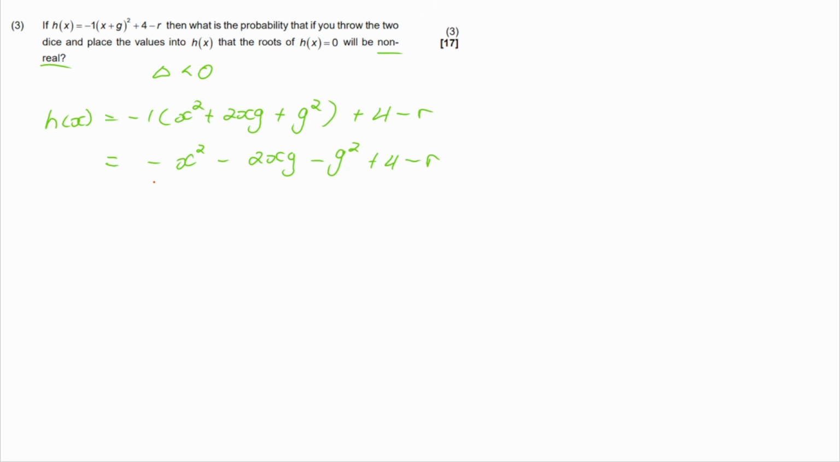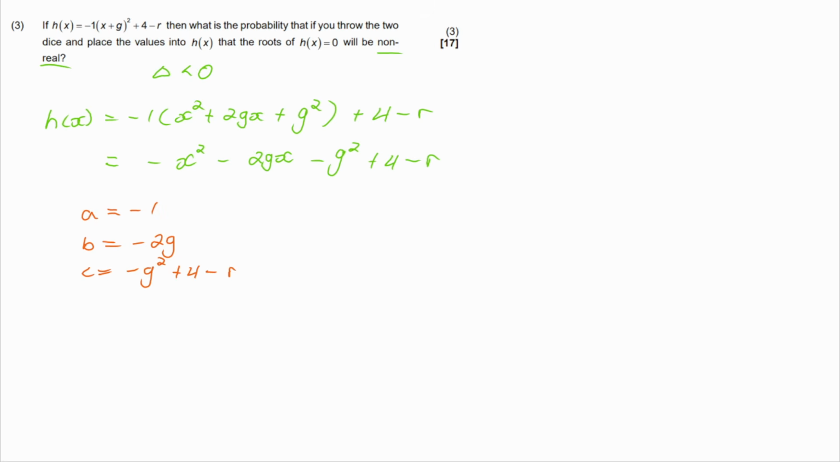Okay, so you can see here that a is equal to minus 1. Our b is equal to whatever is in front of x. So I should write this as negative 2gx, because remember, b is the coefficient of x, which is negative 2g. This is what's in front of the x. Then all of this is our constant. Okay, so c is equal to minus g squared plus 4 minus r.